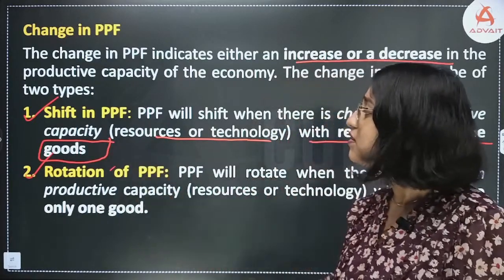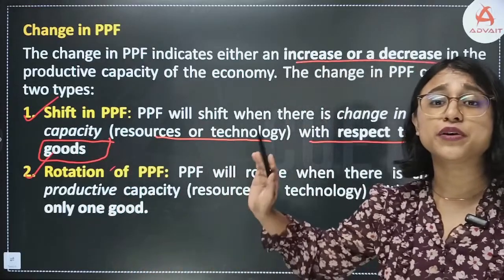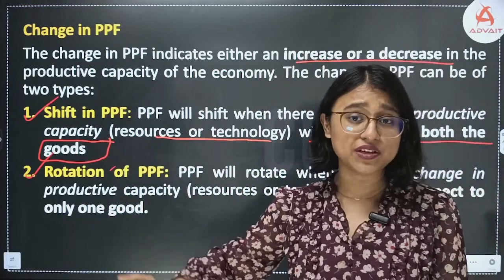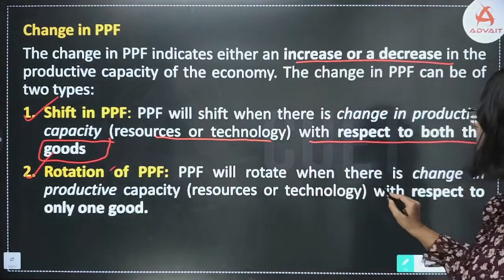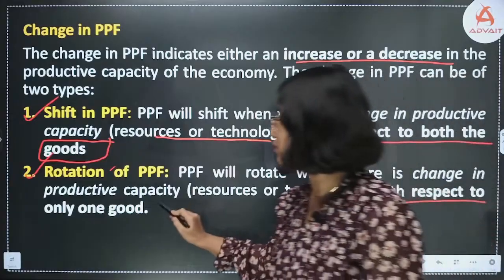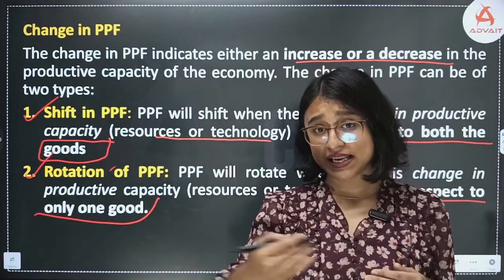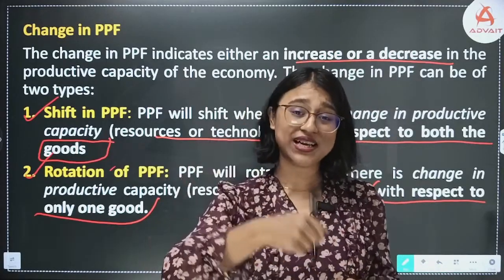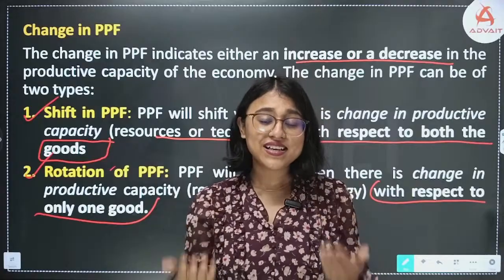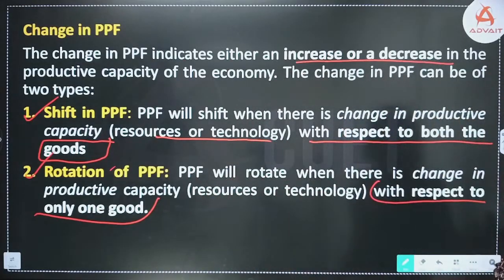On the other hand, there is rotation of the PPF, when there is a change in productive capacity, meaning an increase or decrease in productive capacity with respect to only one good, either the good that we are taking on the x-axis or the good that we are taking on the y-axis. Let us understand this in detail. Let us look into the shift in the PPF.